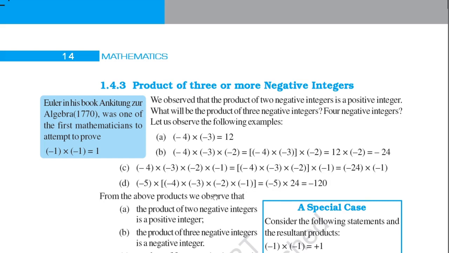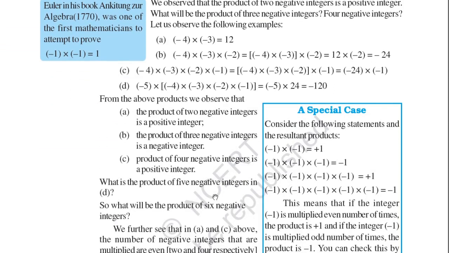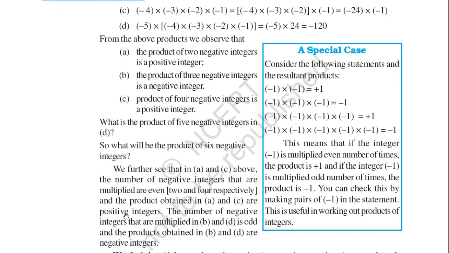From the above product, we observe that the product of 2 negative integers is a positive integer. The product of 3 negative integers is a negative integer. The product of 4 negative integers is a positive integer. What is the product of 5 negative integers? You know that it is a negative integer. So what will be the product of 6 negative integers? It will be a positive integer.